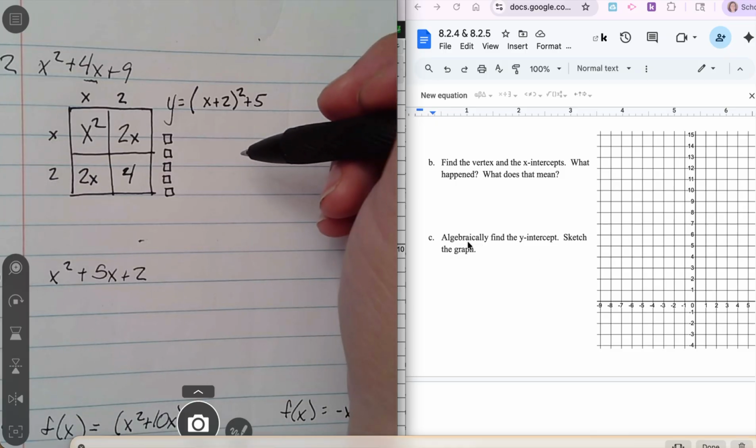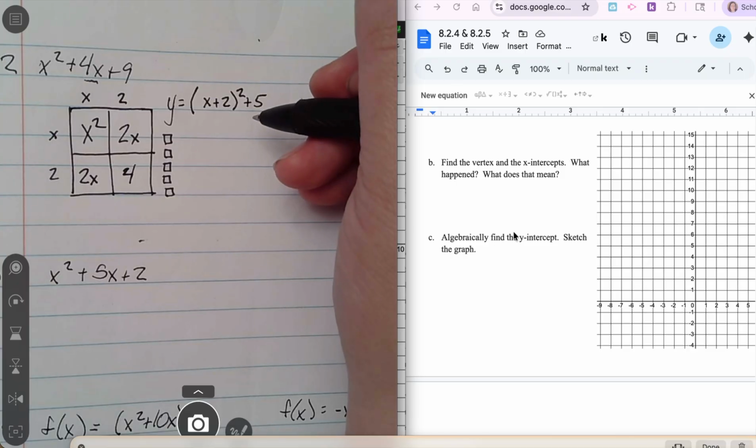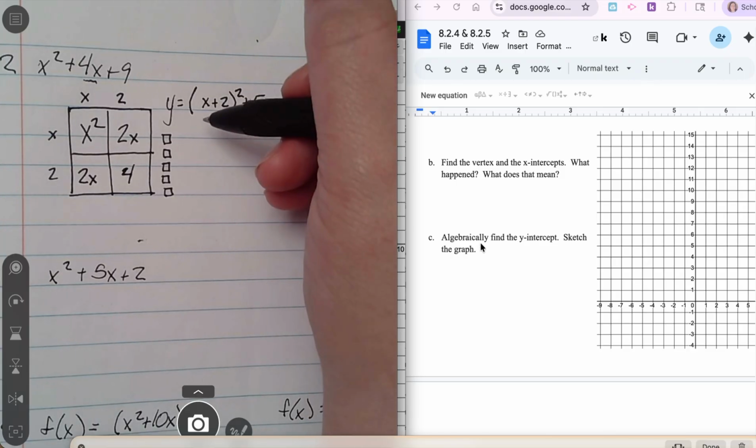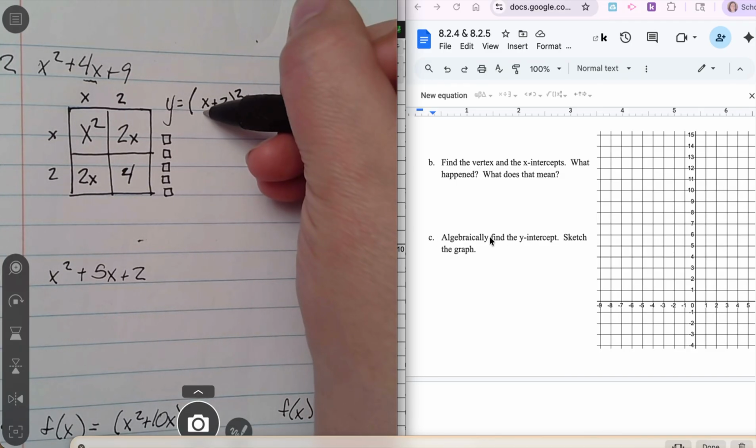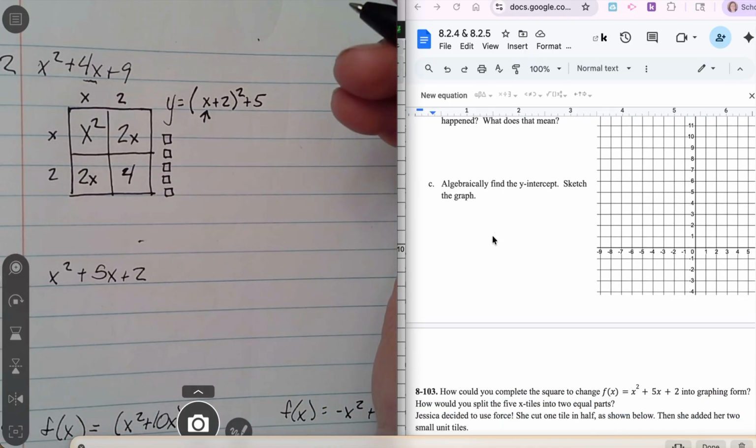It asks us to find the y-intercept. Remember that we said y-intercepts are where x equals 0. So in order to solve for part C, what I'm telling you to do is put in a 0 for the x value and get out a y value.